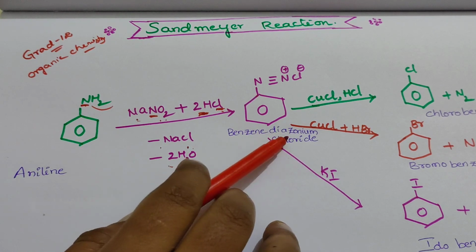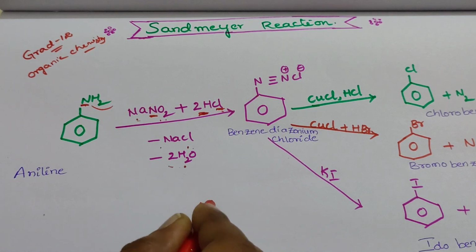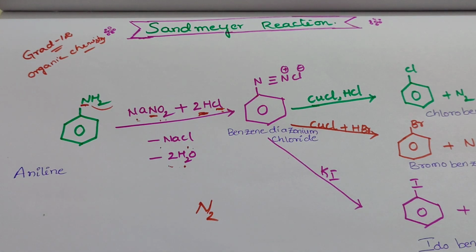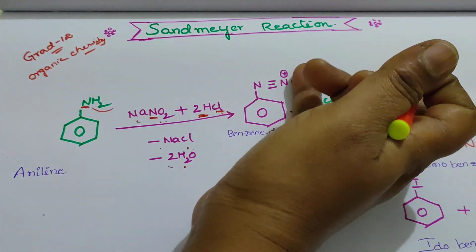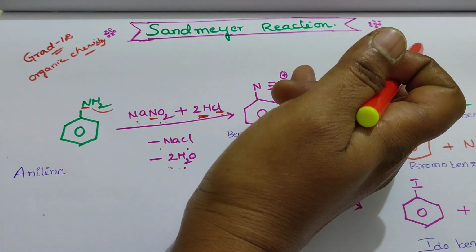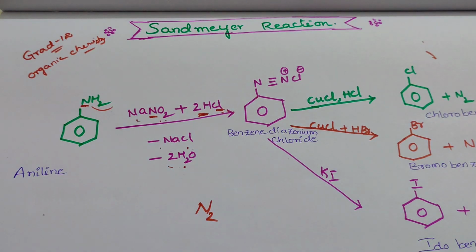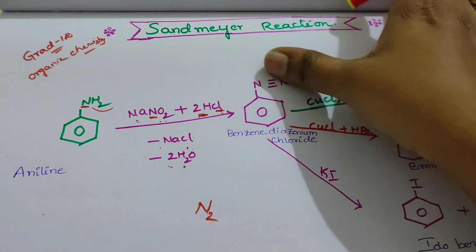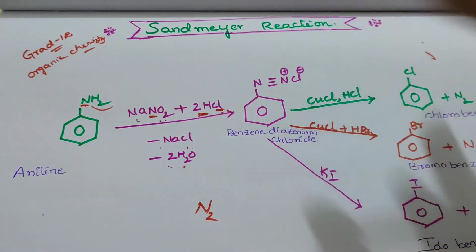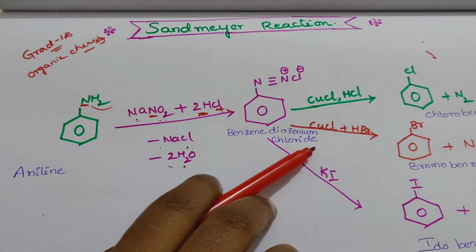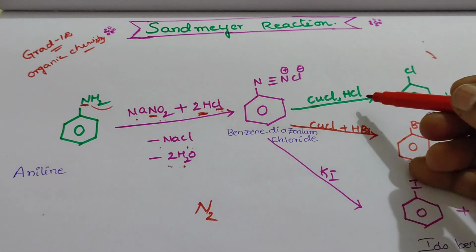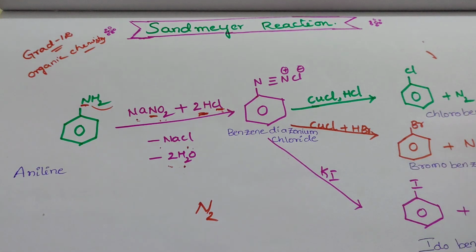Diazo means N2. Benzene ring, benzene diazonium chloride. Benzene diazonium chloride will react with cuprous chloride and HCl to form chlorobenzene.